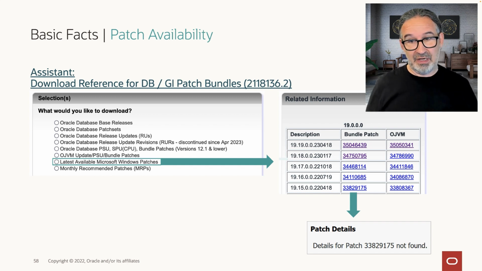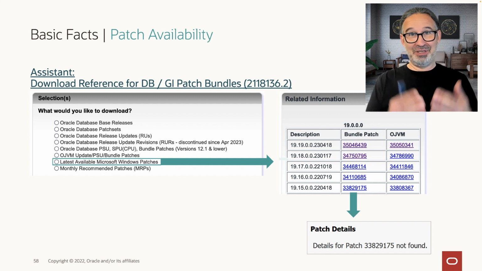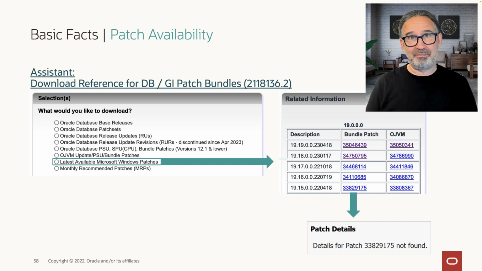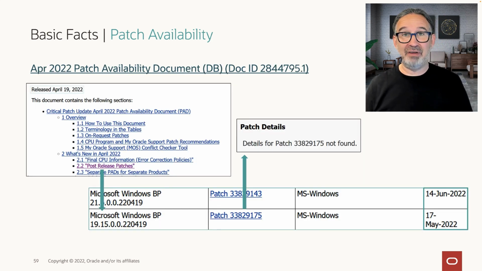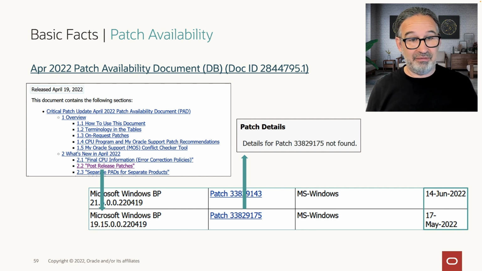I click on 19.15, and when I did this originally, at the same time when the Linux or other ports for 19.15 got released, I got this error message in the right corner of my slide saying the patch details are not found. When it happened to me the first time, the first thing I did, I know the owner of the download assistant, and I mailed him and said, hey, I think you have included a wrong link. Can you correct that, please? And he mailed me back 5 minutes later and said, no, Mike, you have to do the following thing. You have to go to the patch availability document, and we do this here for April. In the patch availability document, this is from a year ago, we check the post-release patches, and there it is, 19.15 for Windows, the bundle patch, exact same patch number as I clicked on the slide before, and it says 17th of May.